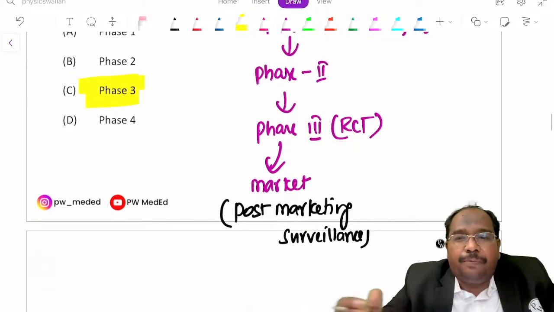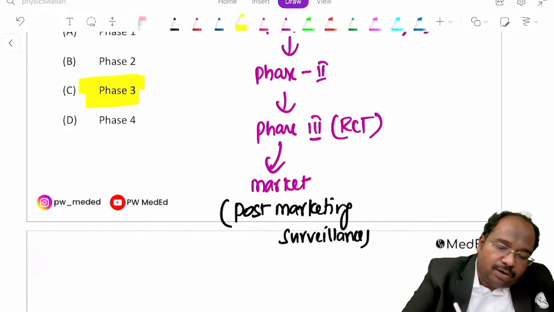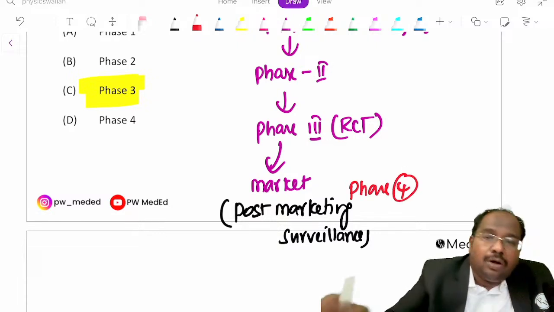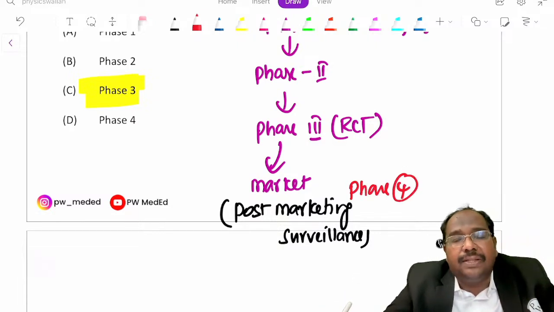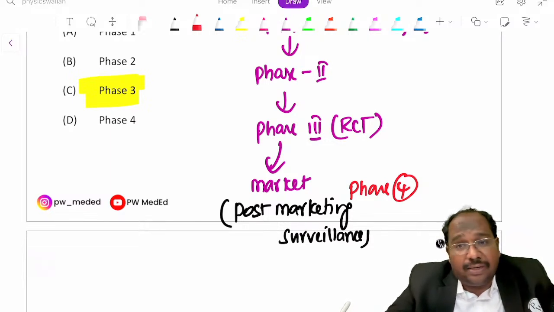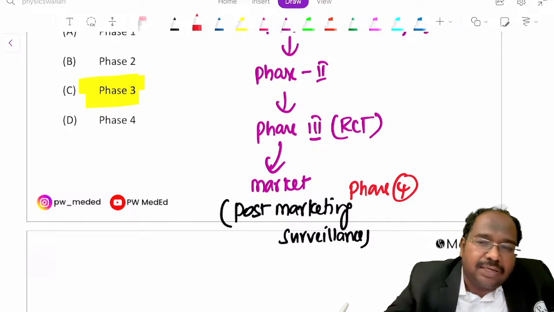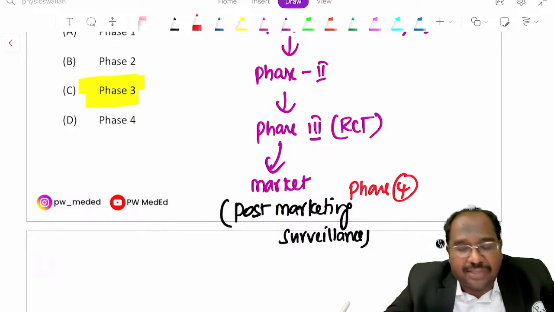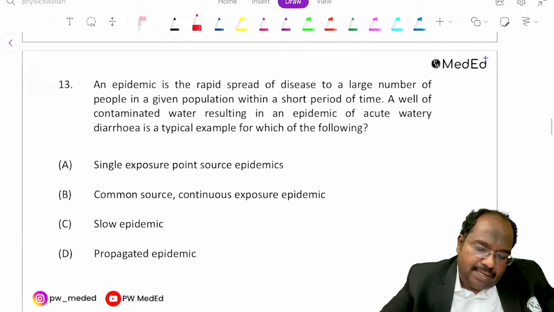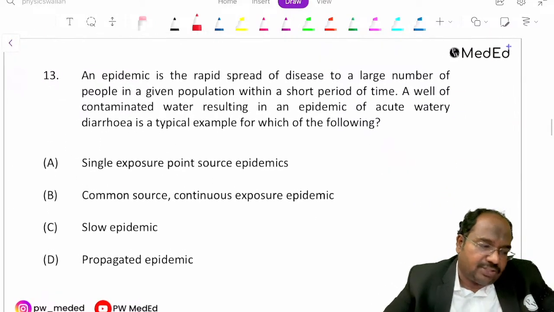So this is phase 4, where we do post marketing surveillance. This is phase 4, to assess the long term side effects, whether the drug is having any long term side effect. Thalidomide disaster you would have heard. After a long time, can any side effects happen? Okay, answer the next question, guys.